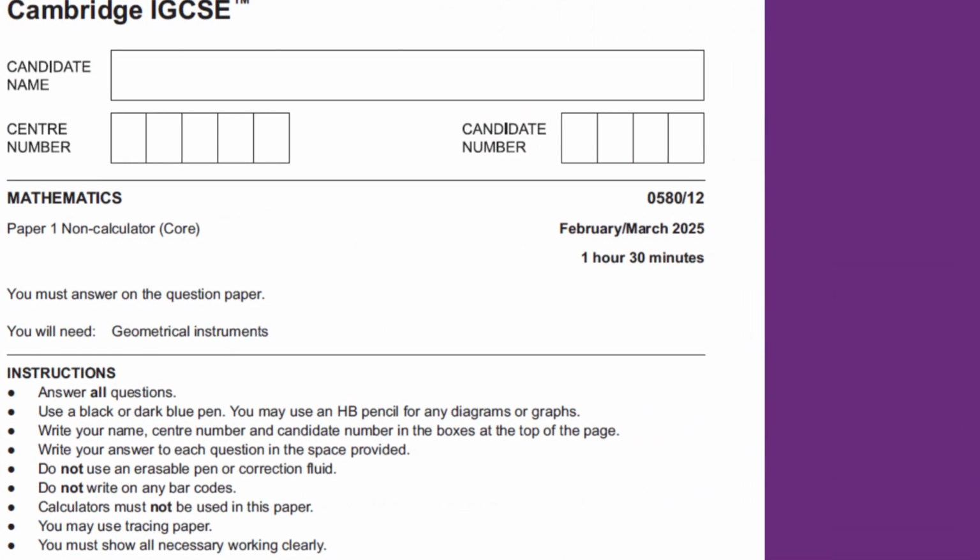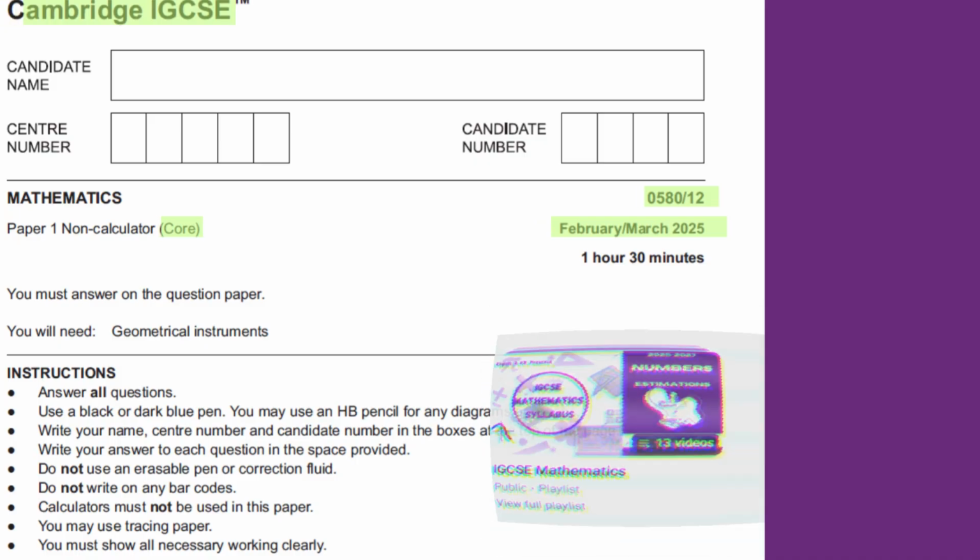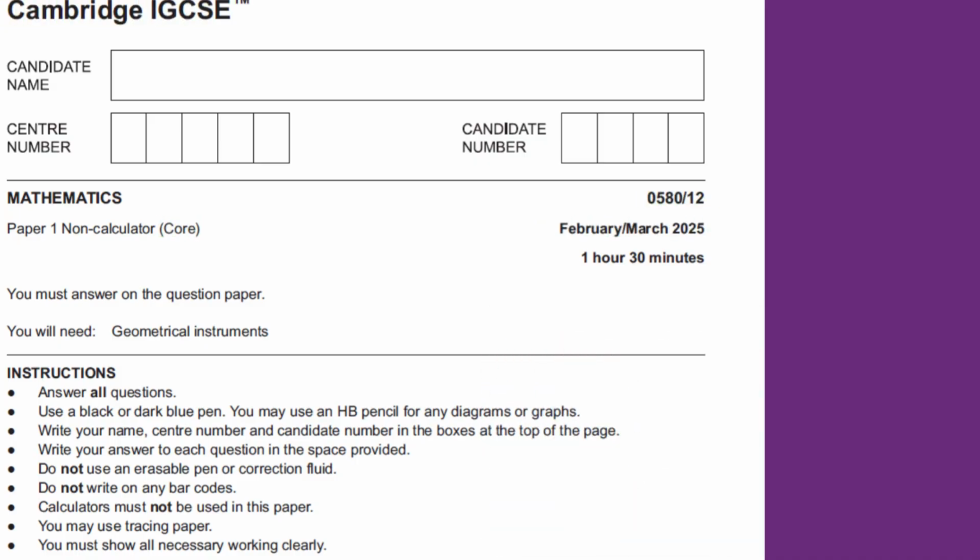Today we will be completing the IGCSE February to March paper of 2025, Variant 1-2, which is a core math paper. I will be answering all the questions in the simplest way, explaining and showing working for each question. However, if you want more in-depth understanding of a topic, make sure to check out my mathematics playlist. So, without further ado, let's begin.